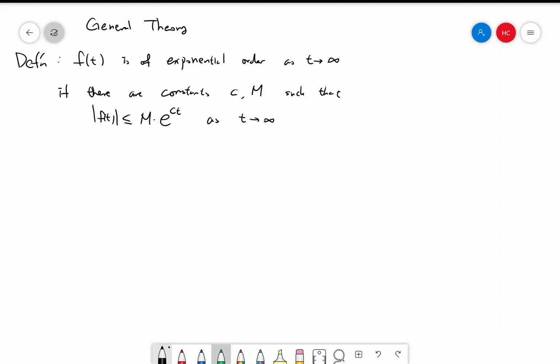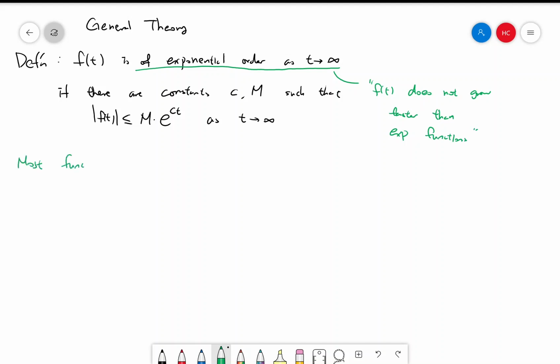In some sense, being of exponential order as t approaches infinity means that f of t does not grow faster than an exponential function. Luckily, most functions we care about satisfy this property, so we don't have to worry too much about this.